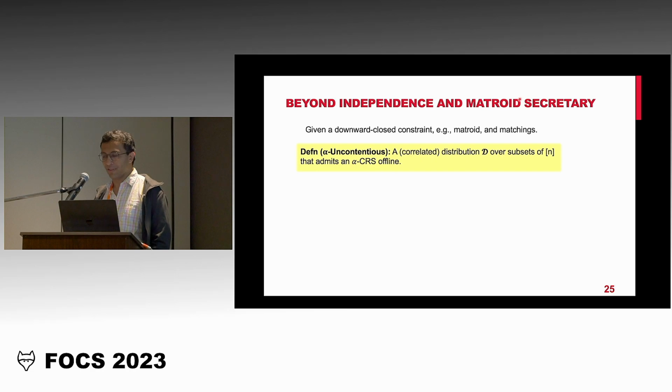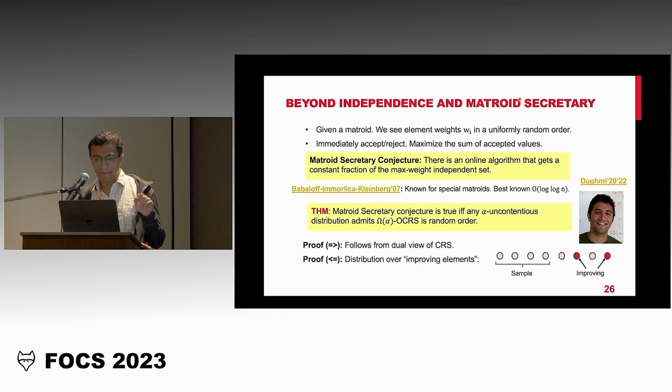If you've heard of the matroid secretary problem, let me not even define it. There's a conjecture that has been open for more than 15 years. And it's known that you can restate the matroid secretary conjecture as equivalent to designing online contention resolution schemes for some particular kinds of positively correlated distributions. So as long as you can do that, you can solve the matroid secretary problem. I'll skip over the exact precise connection, but there are these connections to the matroid secretary conjecture.